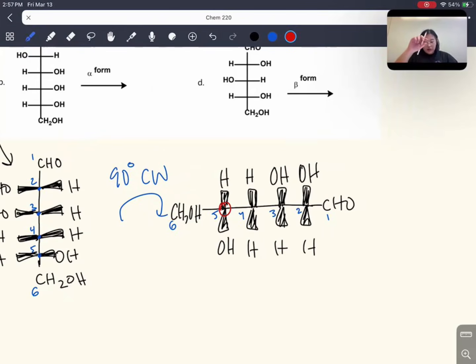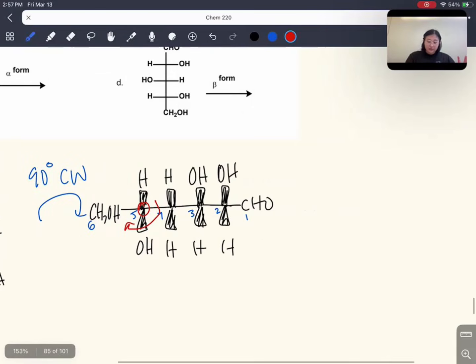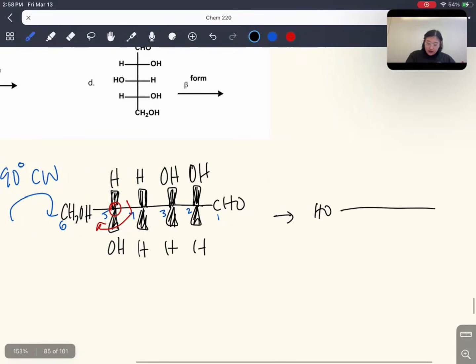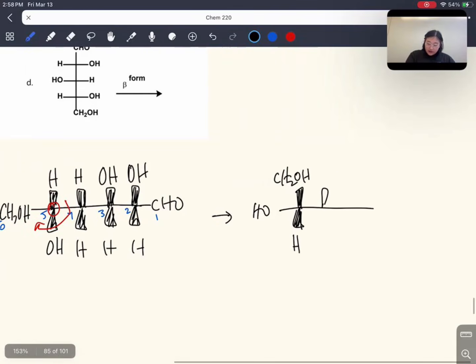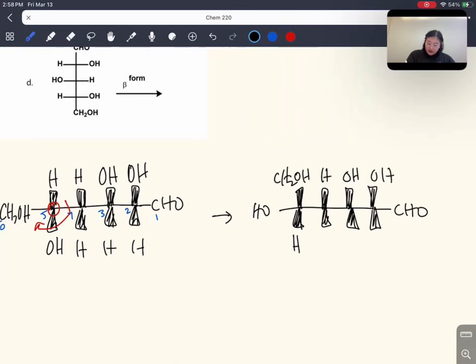And so we're going to rotate it one to the right, so that way our OH group is on the left. And so if we do that, what we get is our OH group on the left, and then now we have our CH2OH group on this wedge here, and our hydrogen is now on the bottom. And then the rest of our molecule is exactly the same as before, where we have an H, OH, OH, and then on the bottom we have three H's.